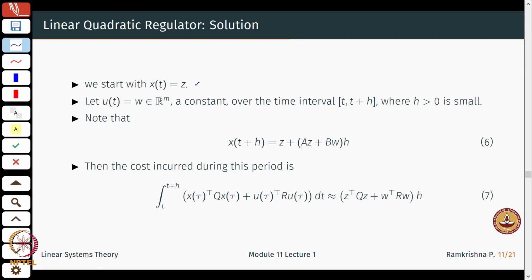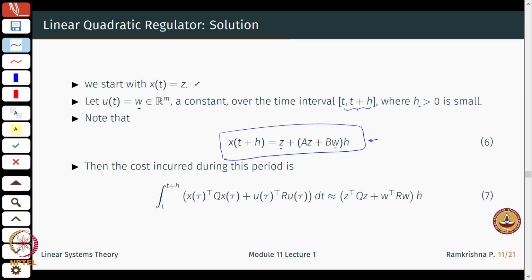Let u(t) be a constant function, let us say w, over the time interval t to t plus h, with some very small time h. Within this interval, I can write x(t+h) in the following way, a little Taylor series expansion: x(t+h) is x(t) plus h times x dot. This is kind of obvious. And what is the state during that time? The state is z and the input is w.